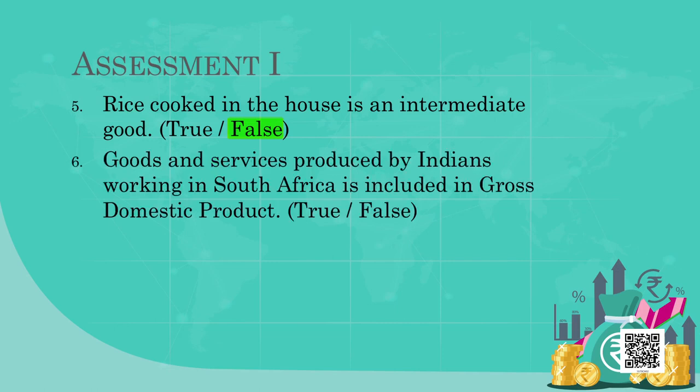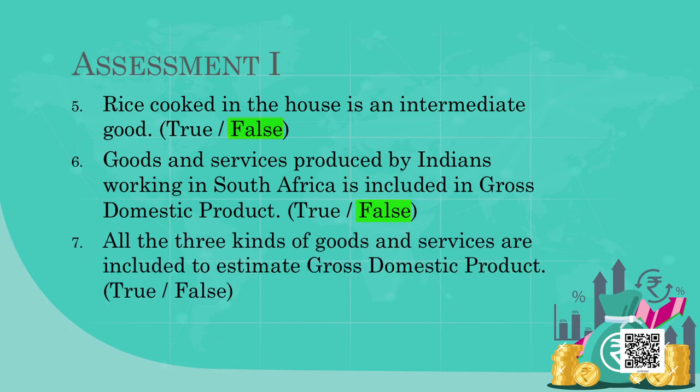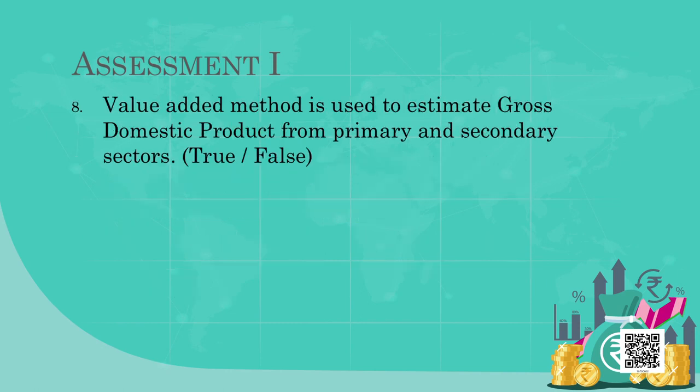Goods and services produced by Indians working in South Africa is included in the gross domestic product. False. Good. Only those goods and services produced within the domestic territory are calculated for GDP. If it is produced in South Africa, it is not part of the GDP of India. All three kinds of goods and services are included to estimate GDP. True or false? True. Good.